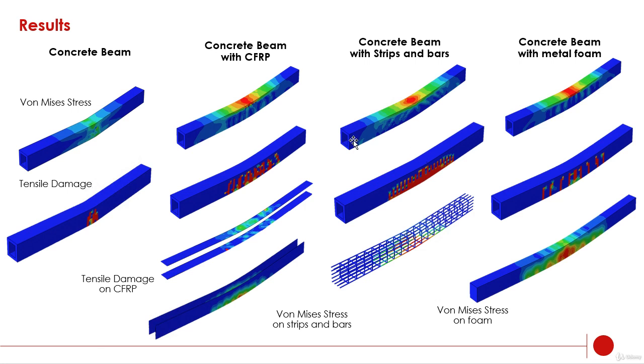As you can see here, when we add the reinforcement we will have a larger area under damage. For instance, if we compare the concrete beam with the strips and bars to the concrete beam only, you can see that the damage is only here, but with a reinforcement a larger area goes under damage. To explain this we can use the load displacement plot.